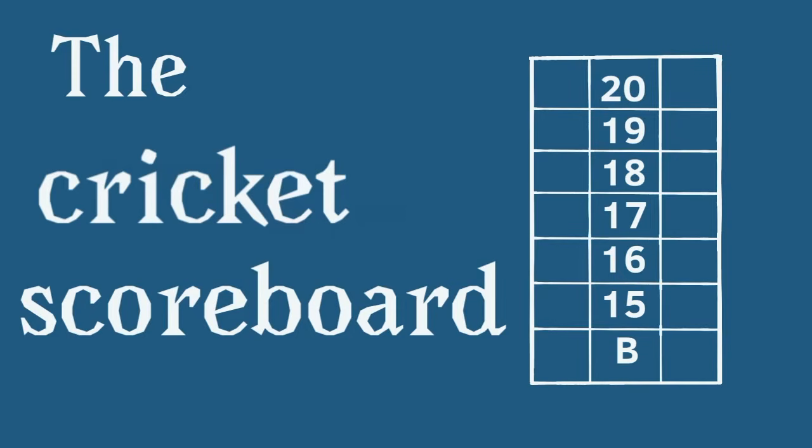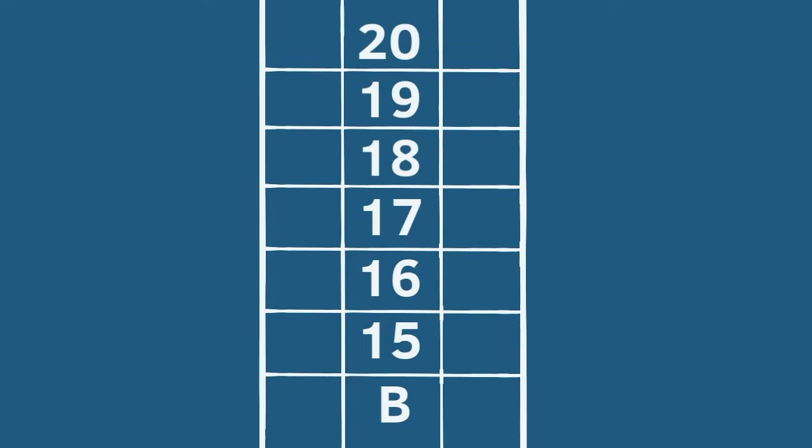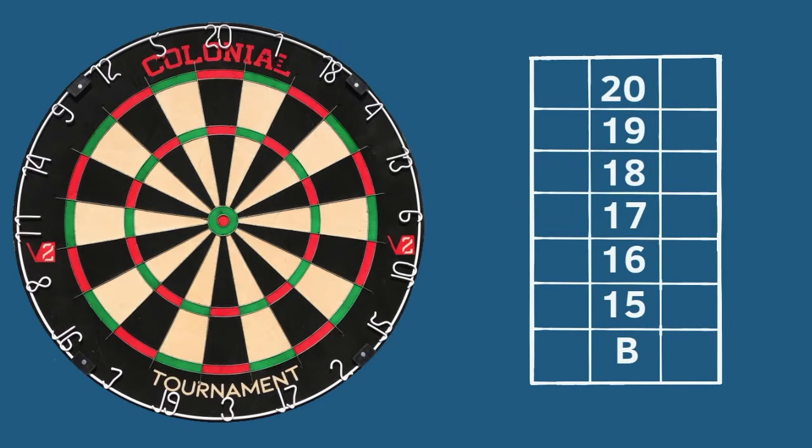Let's take a look at what the cricket scoreboard looks like. As you can see, the cricket numbers are written down the center of the scoreboard. If a dart hits one of these numbers, you get a mark. For example, to record the score when someone has hit one single 20, it is marked as a diagonal slash, like this. For 2 darts in the 20, it would be scored as an X, 1 slash for each 20.